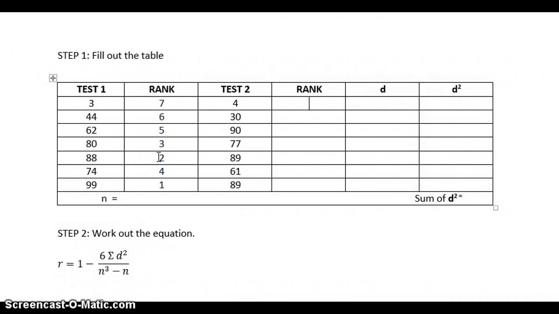Now we're going to do the same process for test number 2, or our different data set. So the highest number is 90, and then wait, hang on, stop the record. We have two numbers that are the same, 89 and 89. So here's what you're going to do for that. These numbers are going to form the ranks of 2 and 3.